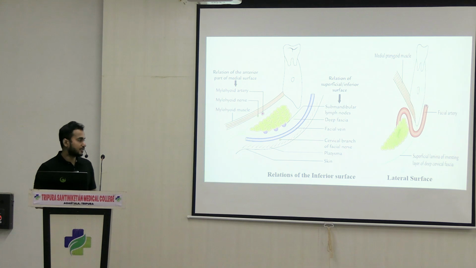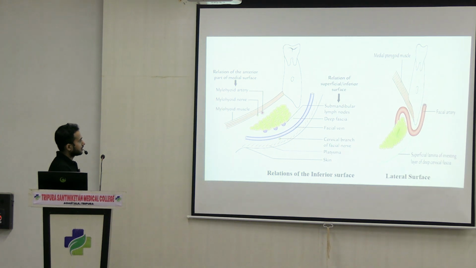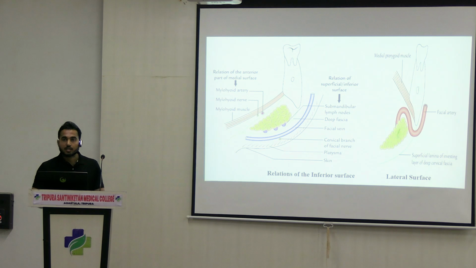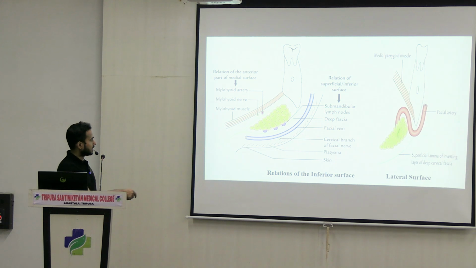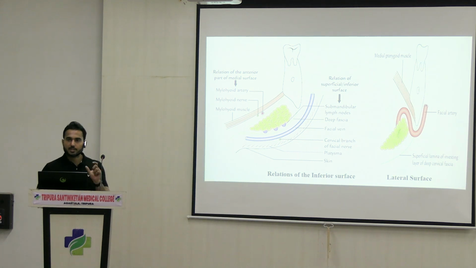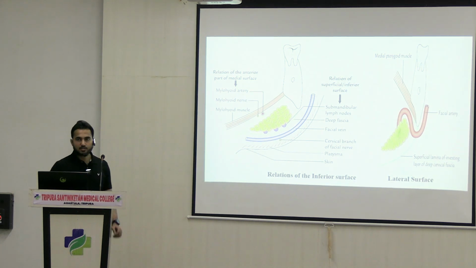Next, if you see the inferior surface, this is the inferior surface. If you go layer wise, first you will get the skin. Then you get the fascia, deep fascia, then the submandibular lymph nodes, and the facial vein is also present. So these are the relations present on the inferior surface. Now in the inferior surface a very important relation is there. Can you see in the diagram? That is the cervical branch of the facial nerve. See, this is the cervical branch of the facial nerve. This particular nerve is very important. So these are the relations for the inferior surface, and this is the relation for the lateral surface.